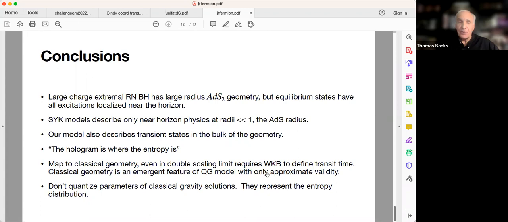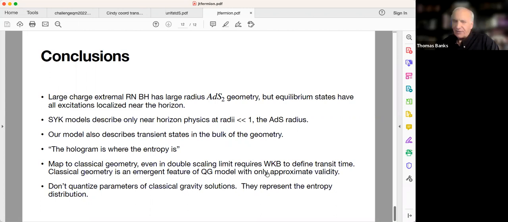In this model, the semi-classical physics tells you that most of the states in equilibrium, most of the states of the system are concentrated not in the bulk, not on the boundary, but near the horizon. And so you put the hologram where the entropy is.